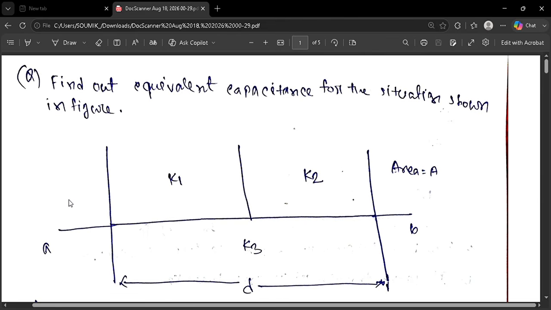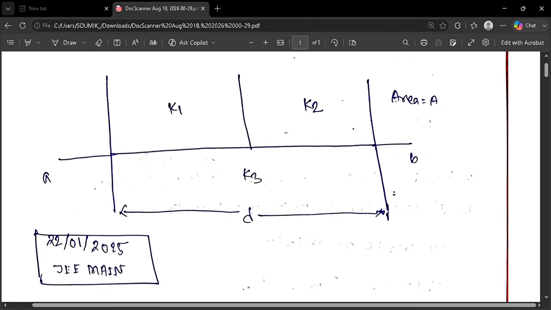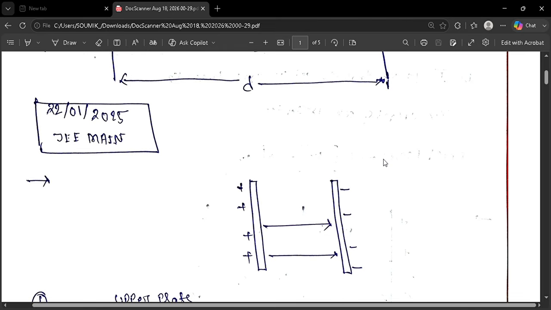These are two plates, and K1, K2, K3 are the dielectric constants of three capacitors present inside the parallel plate capacitor. The area of each plate is A and the distance between the two plates is D. Before solving this problem, we are going one step at a time.